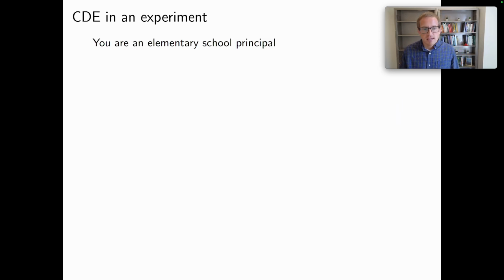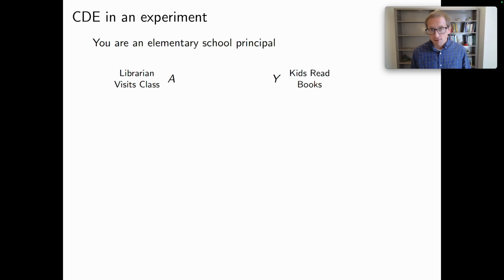So let's think about a CDE in a very concrete example. Suppose that you are an elementary school principal. You want kids to read books. This is going to be our outcome, the degree to which the kids are reading books. You have a hypothetical treatment that you think may be helpful. If you send the school librarian to visit a class, that might affect how much kids read books.